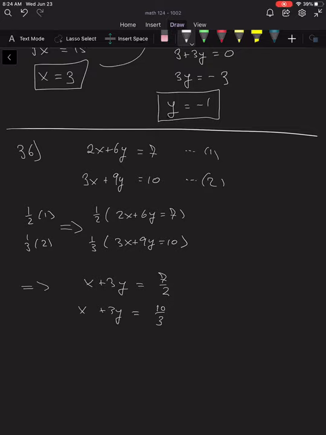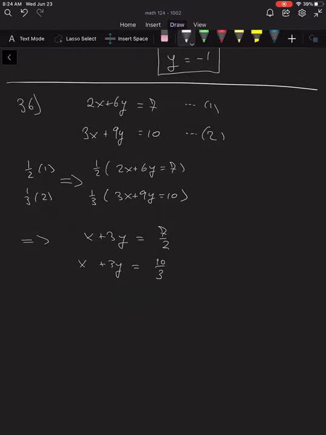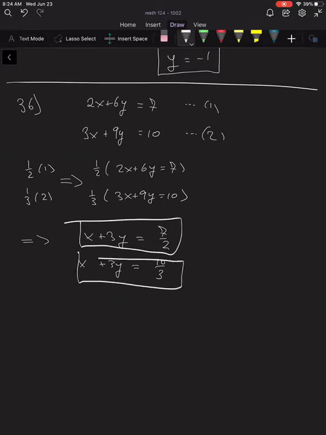Okay. So now notice that this is x plus 3y. This is also x plus 3y. What that means is they're the same exact thing. However, this x plus 3y is equal to 7 over 2, and this x plus 3y is equal to 10 over 3. 7 over 2 is not the same thing as 10 over 3. So we have the same equation equaling different numbers. So that's going to lead us to a no solution.